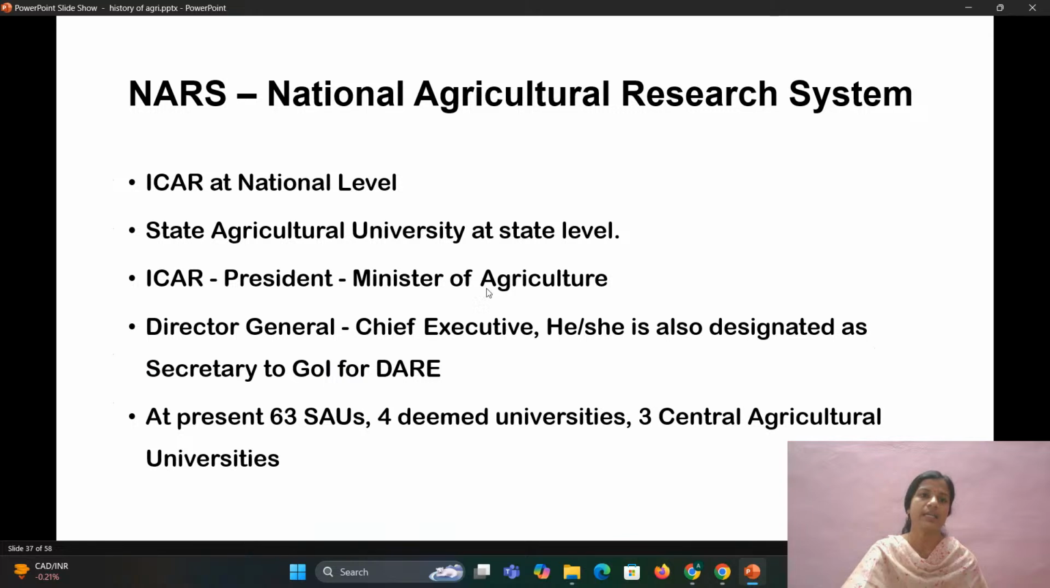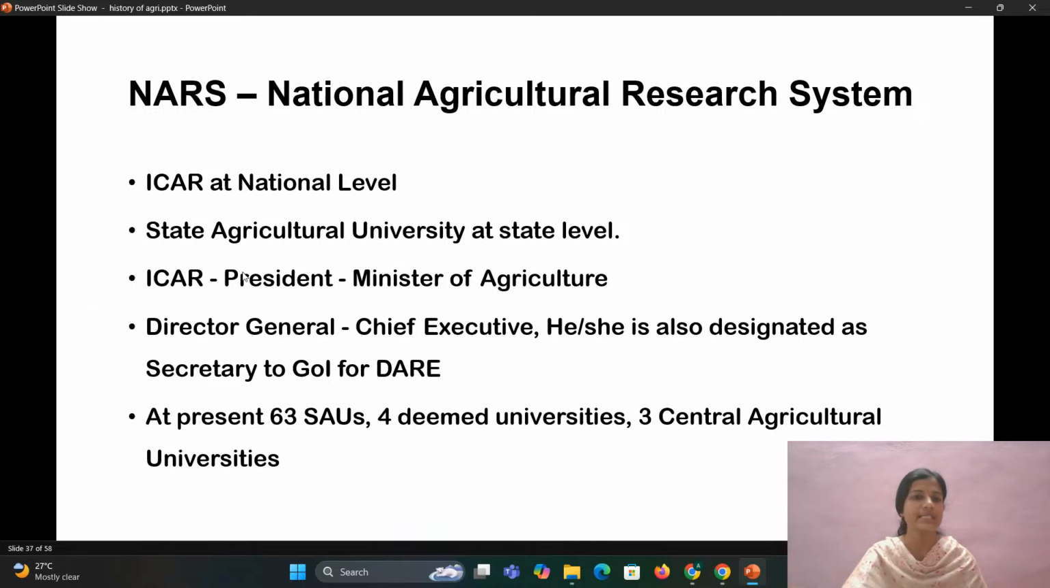Then NARS. What is NARS? NARS is the National Agricultural Research System. This National Agricultural Research System means ICAR at the national level and state agricultural universities at the state level. And state agricultural universities will have a series of research institutes, colleges and all, through which agricultural education and research will be continuing.